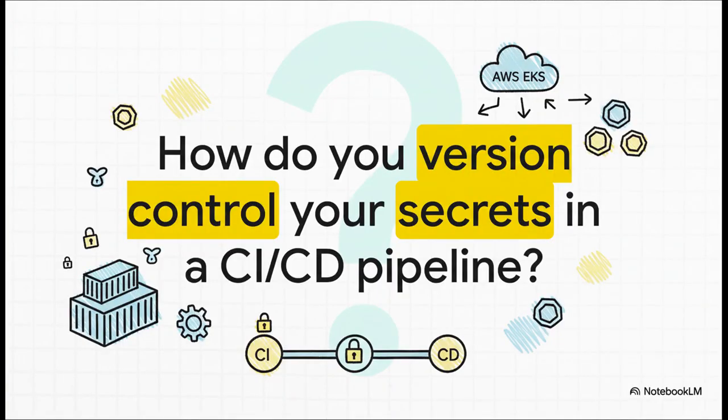Okay, let's tackle another one of those classic interview questions. Your pipeline is going to need secrets. Database passwords, API keys, all that stuff. And storing them in plain text in your code is a massive, massive security risk. So how do you manage and version control them securely?